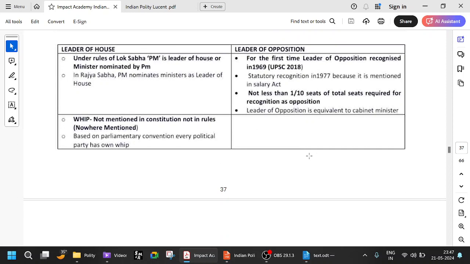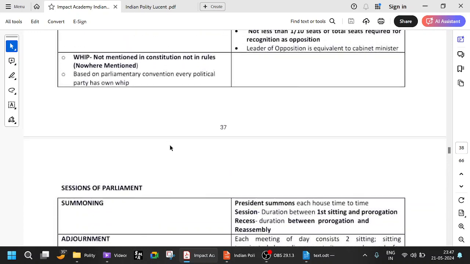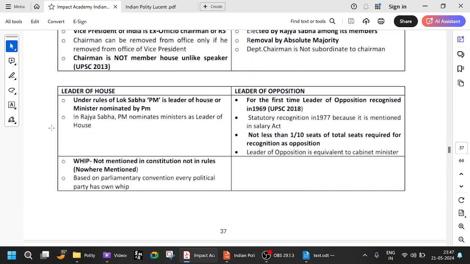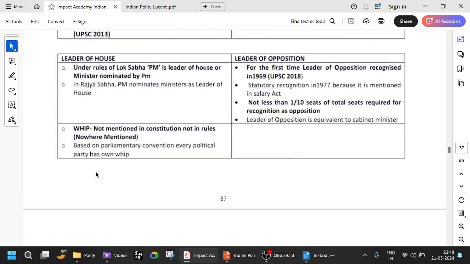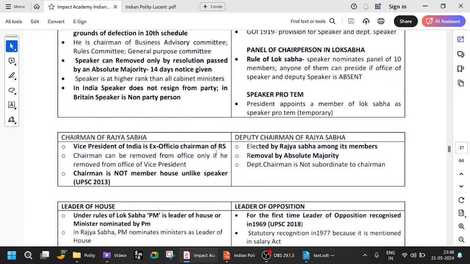Now if you are talking about the whip, it is not mentioned in the constitution, and not in the rules either. It is not mentioned anywhere, but it is based on parliamentary convention. Every political party has its own whip. What a whip does is, the person designated as whip gives instructions to the party members: you have to vote for so and so, you have to vote for or against, etc. So that is about the speaker, deputy speaker, and the chairman and deputy chairman of the Rajya Sabha.